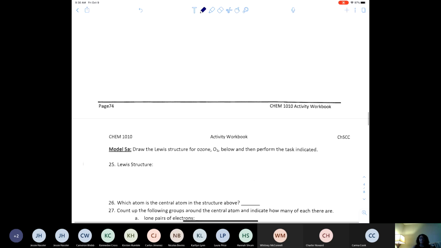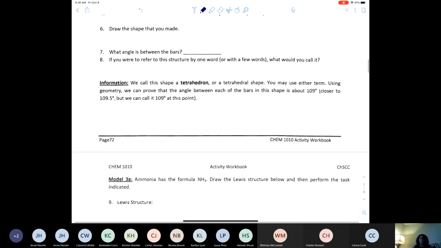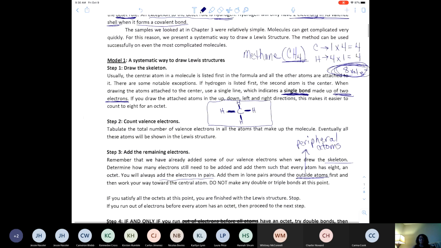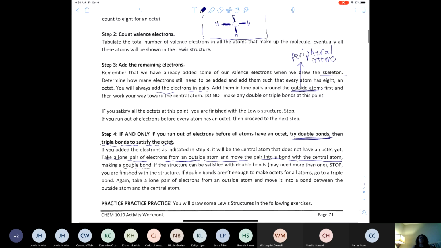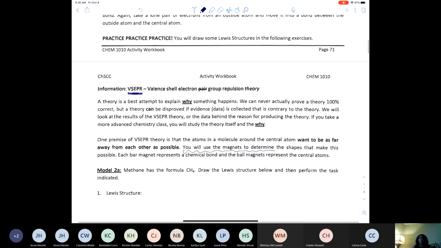And so it's the VSEPR theory that these atoms want to be as far apart from each other as they can possibly be, and therefore is going to give the Lewis structure of the molecule particular bond angles that represent how far apart these atoms are from each other. And that particular bond angle is also going to give rise to a particular geometric shape for the molecule.